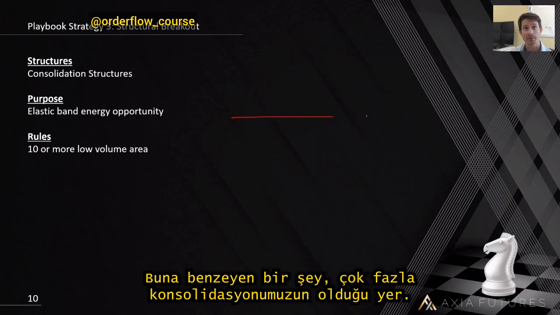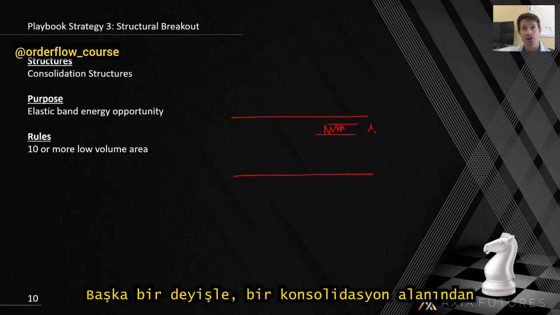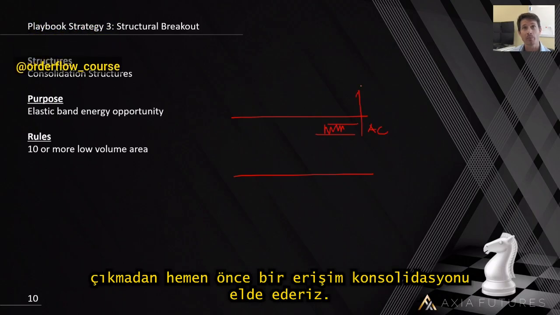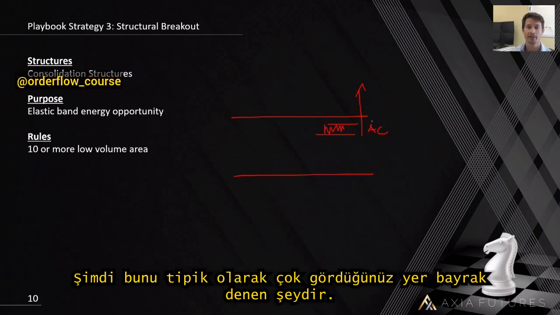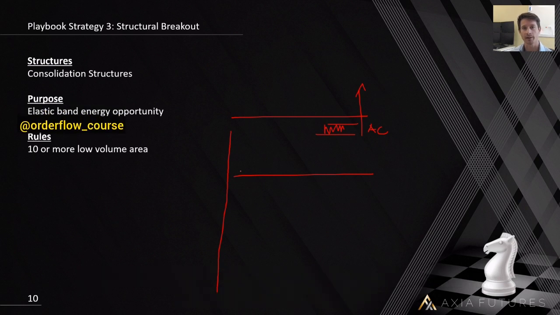All right, it's something that looks like this, where we have a lot of consolidation, and in essence, just before the breakout, we get a lot of sideways consolidation. In other words, we get an access consolidation just before we break out of a consolidation area. Now, where you typically see this a lot is something called a flag. Now, most of you know a flag or a pennant or whatever you want to call it.